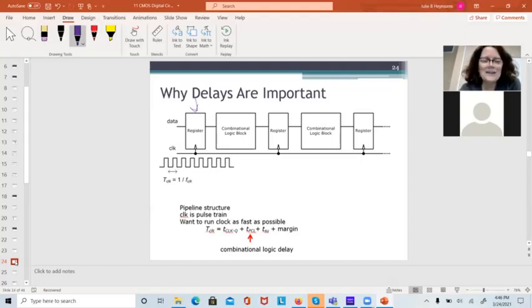Okay, so you've got a data register in here. And during this clock cycle, what's going to happen, let's say on the leading edge of the clock, we'll call this a leading edge trigger clock, this register is going to, my outputs are going to be valid.